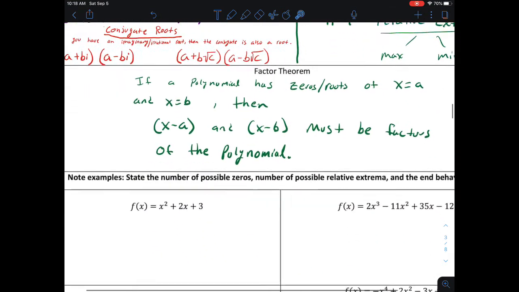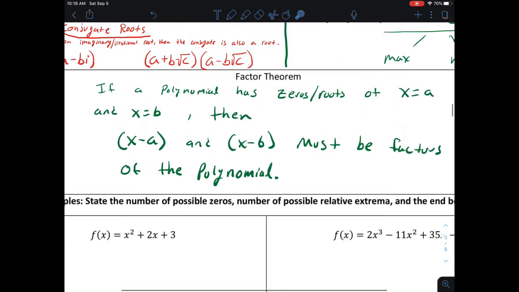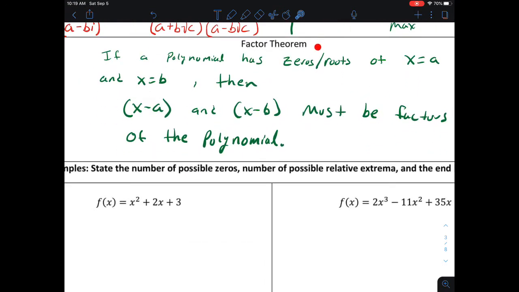And lastly, we have the factor theorem. So the factor theorem, what it tells us is that if I have a polynomial and the polynomial has zeros or roots at x is equal to a and x is equal to b, then those roots must also be factors in the form of x minus that number. So if I had a root of x equals a, x minus a is a factor. If I had a root at x equals b, x minus b is a factor. And so that helps us to look at maybe a factored form or to determine how to factor a problem in order to solve it.